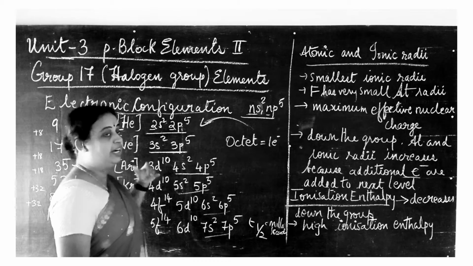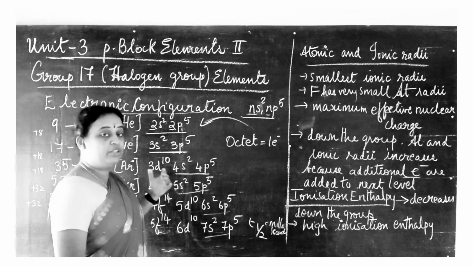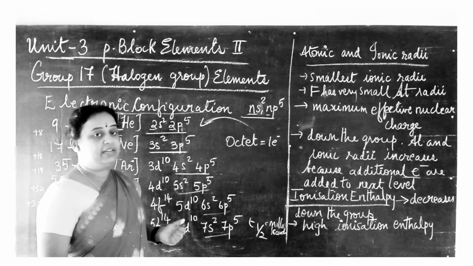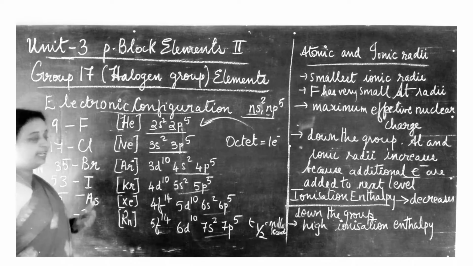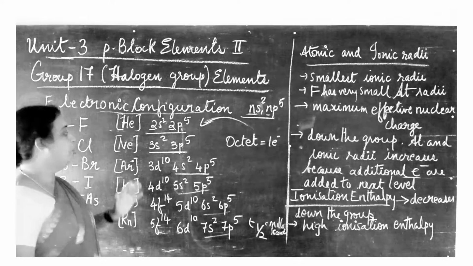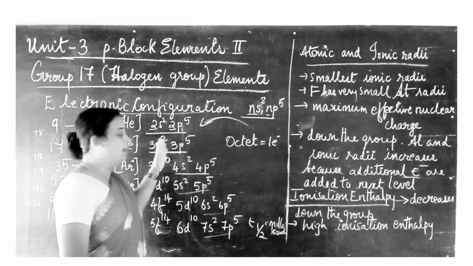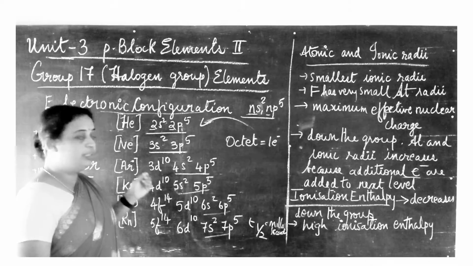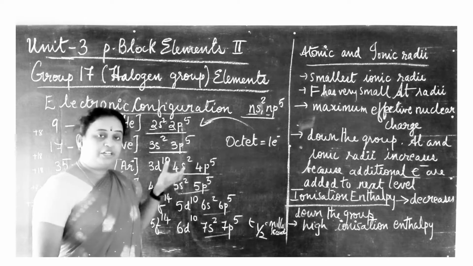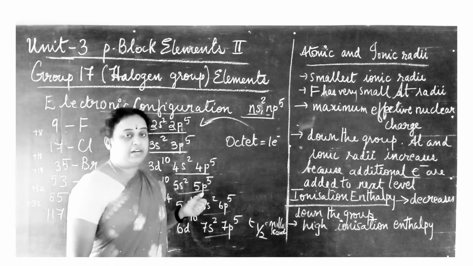So losing is very difficult. They can accept one electron easily from other atoms, but they are not ready to give their one or two electrons to others. That is because in order to become stable, they require one electron.